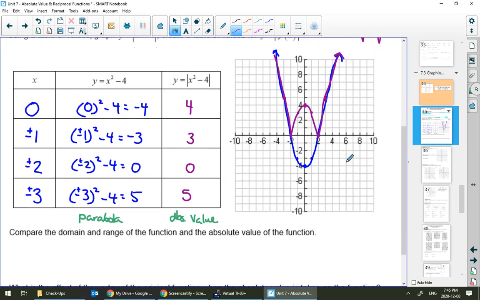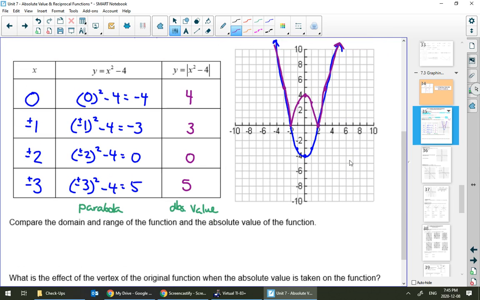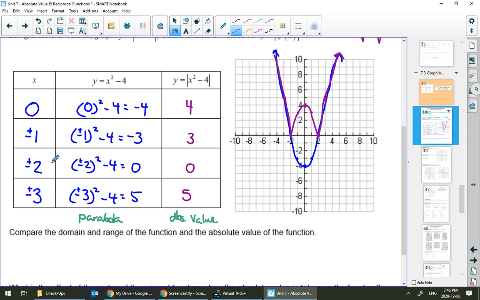All right, so let's take a look at our domain and range for the function and the absolute value of the function. So for the domain of our original function, we have a graph that looks like this. And our equation is y equals x squared minus 4. Our domain for that function is x is an element of the reals.